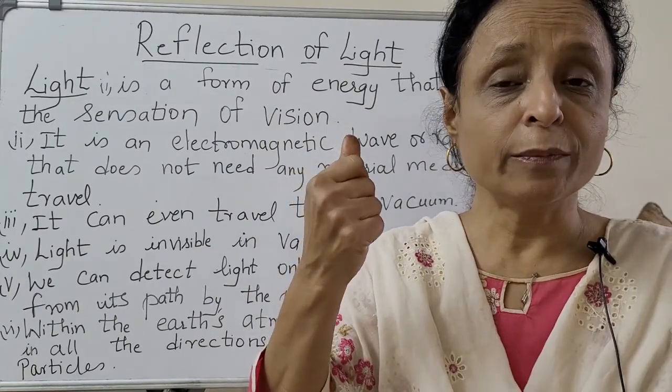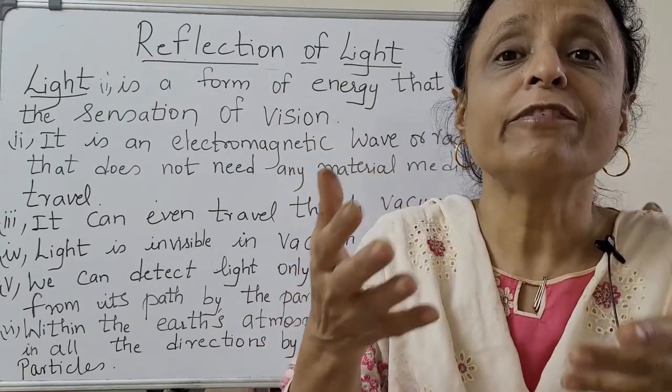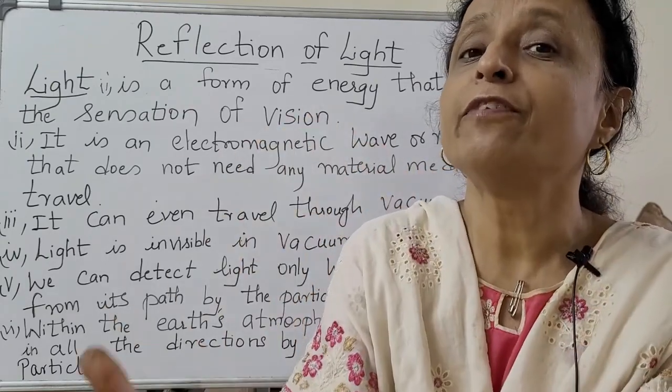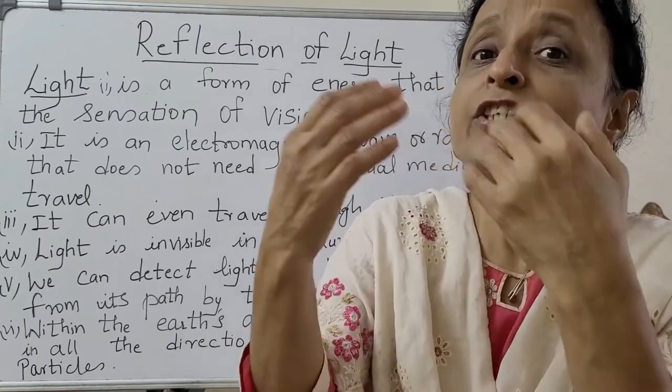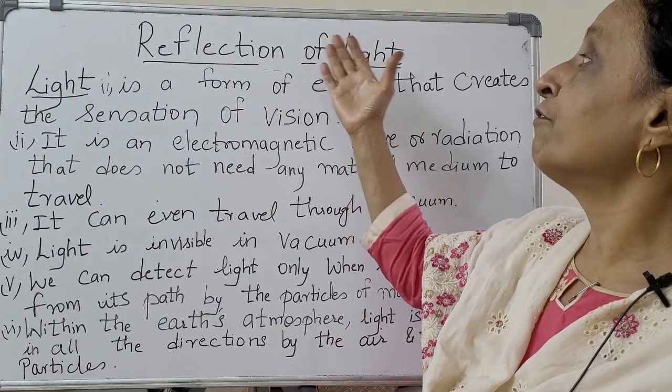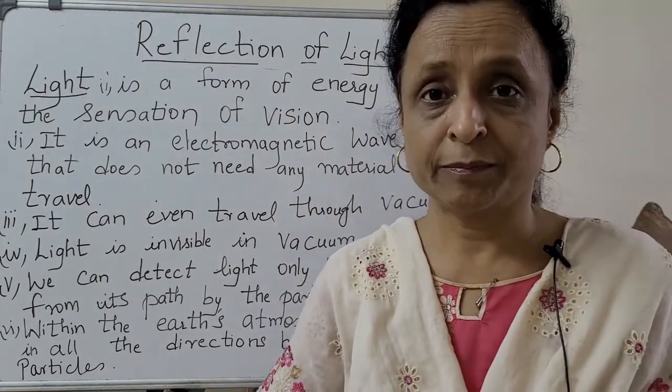Now, why is that illumination created? Due to reflection of light. Your image in the mirror is due to reflection of light. Illumination is due to reflection of light. So, we are studying reflection of light.